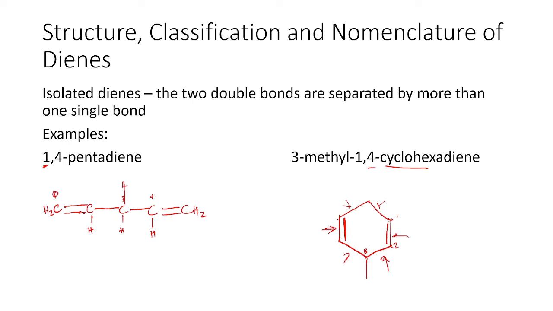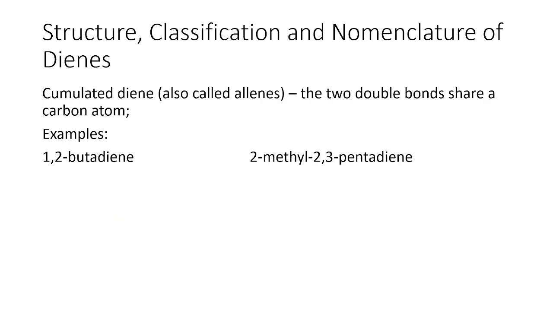Then we have the isolated, in which we have more than one single bond, yung isolation nila. So in that, we actually have what we call the cumulated diene, or what we also call allenes. By allenes or cumulated diene, these are dienes having two double bonds sharing a carbon atom. So how does it look? So we have here a 1,2-butadiene.